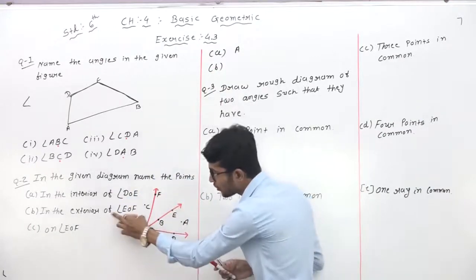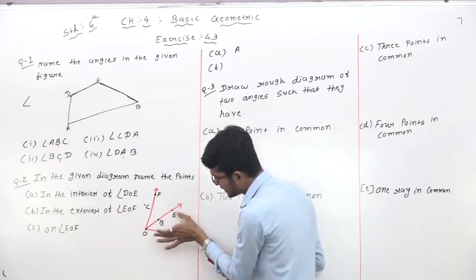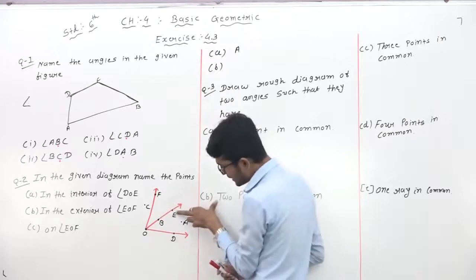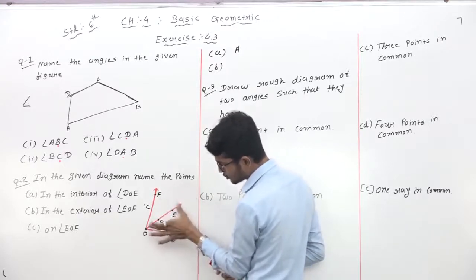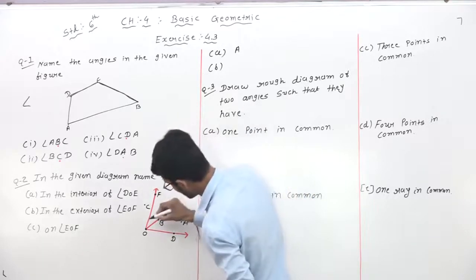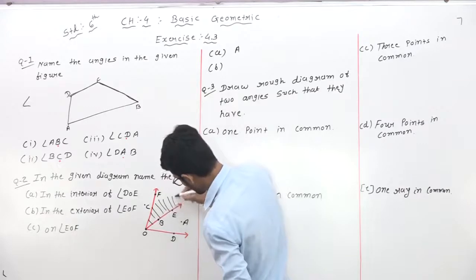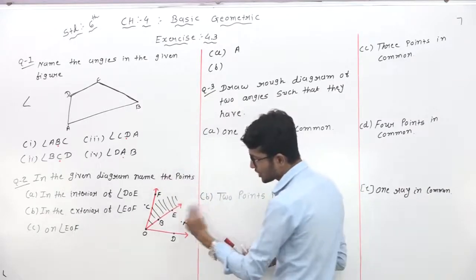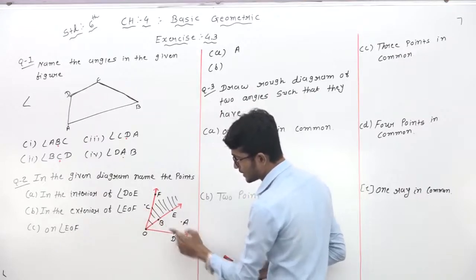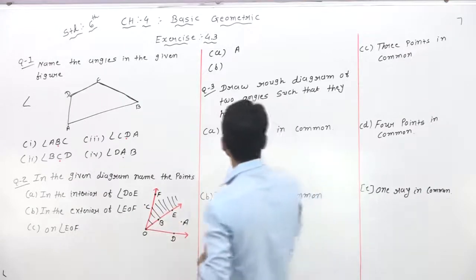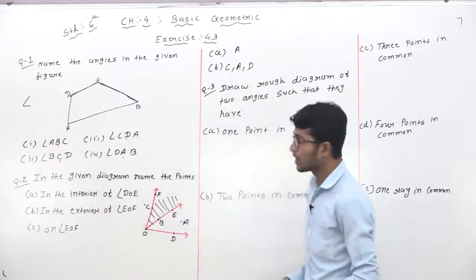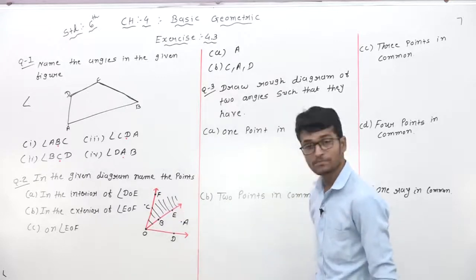Then after that, B: in the exterior of angle EOF. So E is here, O and here is F. EOF. So this one is the exterior. This one is the interior portion of angle EOF. Now the exterior. So this one is the exterior. Exterior point C. On this side also for the exterior, A and D. C, A and D. So the answer to this question is C, A and D. So these 3 points are in the exterior of angle EOF.